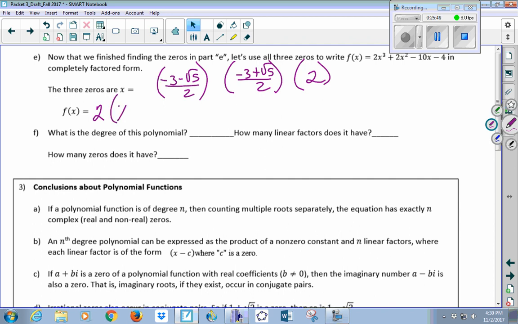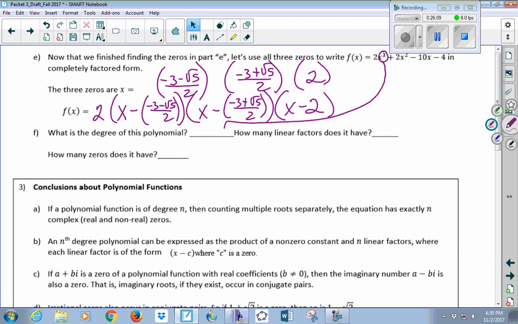So my first factor is x take away one of my zeros, which is (-3 minus the square root of 5) over 2. My next factor is x take away (-3 plus the square root of 5) over 2. And then finally x minus 2. What's the degree of the polynomial? It's 3. How many linear factors do we have? We have 1, 2, 3 linear factors and 3 zeros.